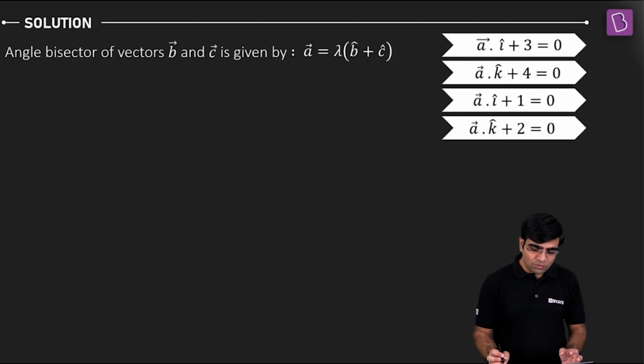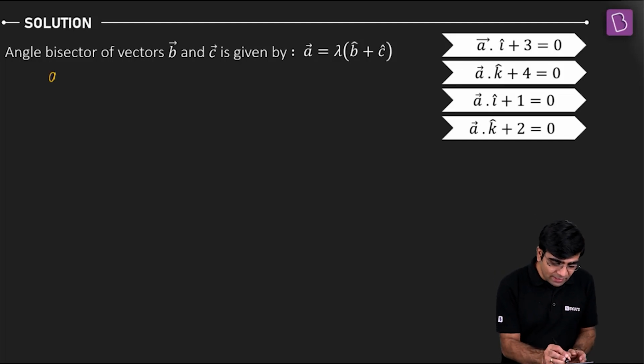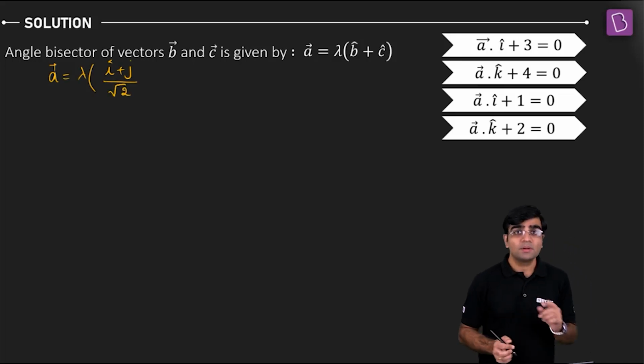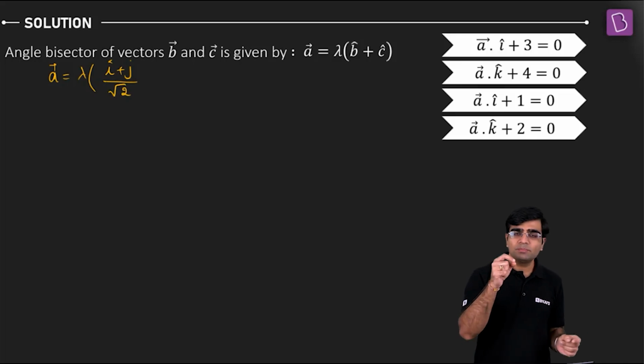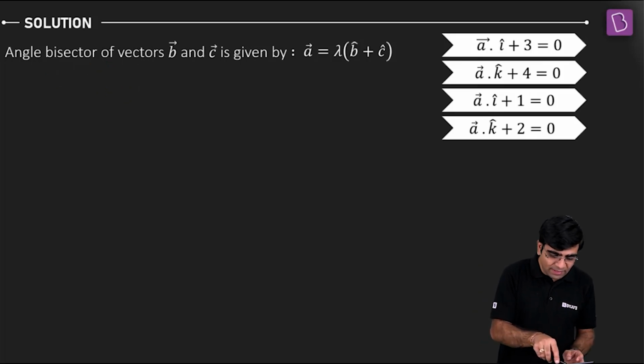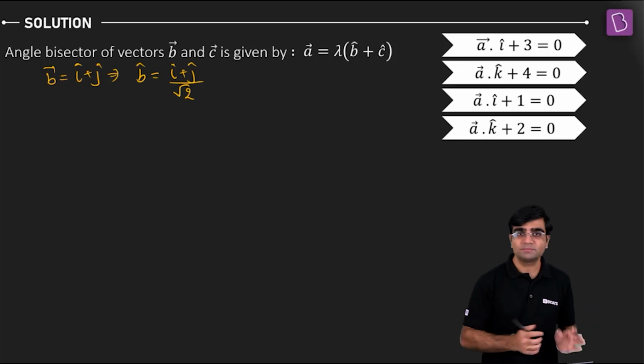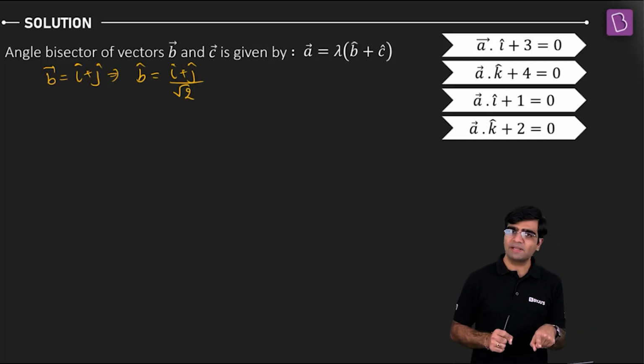Understood? Okay, so what can my vector a be assumed as? I can say that vector a will be nothing but lambda times of b cap plus c cap. Vector b was i cap plus j cap, so I'll write it: vector b was i cap plus j cap, which implies that vector b cap will become i cap plus j cap by root 2. Exactly. In a similar fashion, I can put it for vector c also.